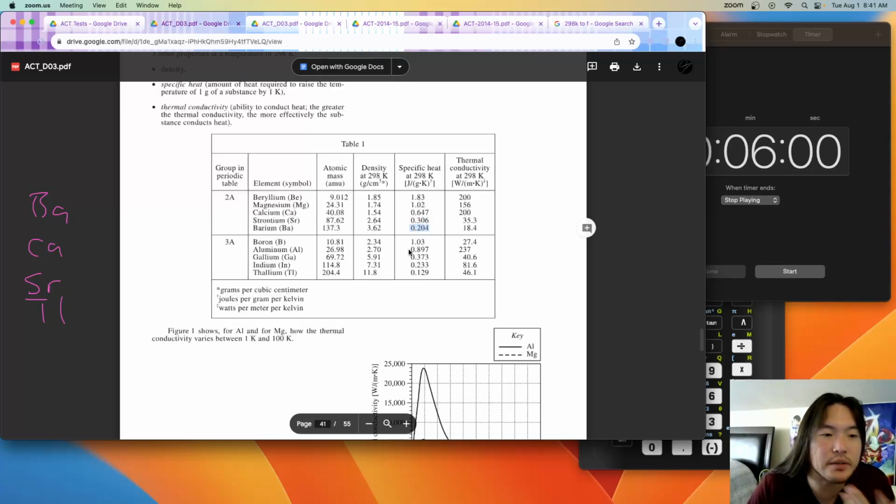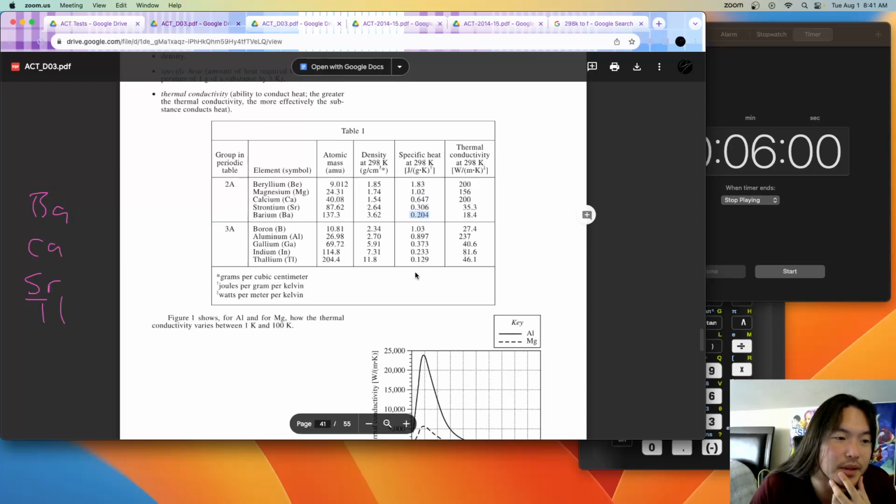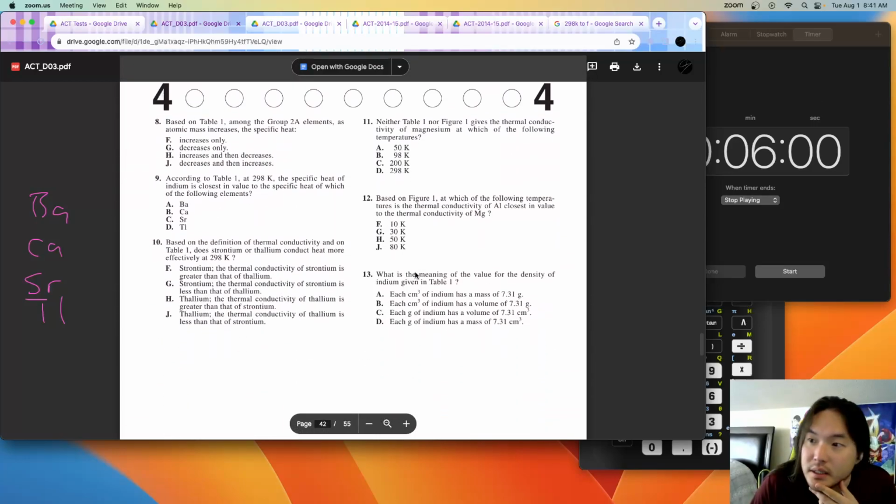Make sure you're looking at the correct column. So many kids are like, oh, I was looking at this column. Well, don't do that. They told you to look at specific heat. That's kind of the point of this test.